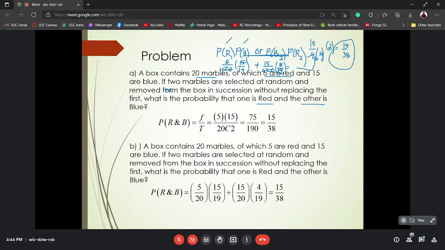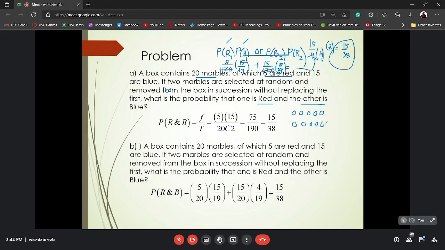If you are going to solve it in this manner, it is the probability of red in the first draw, followed by blue in the second draw, or the probability of blue in the first draw, followed by red in the second draw. Now, you can also solve it in this manner. Take note, there are 5 red, and there are 20 blue.